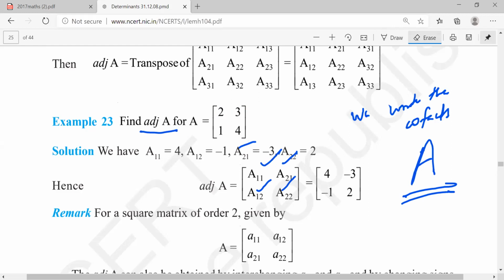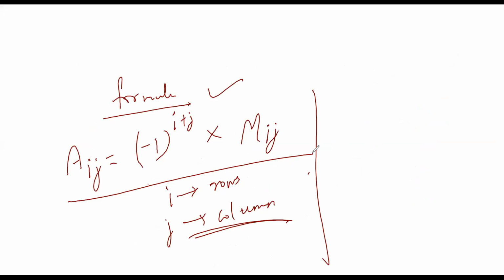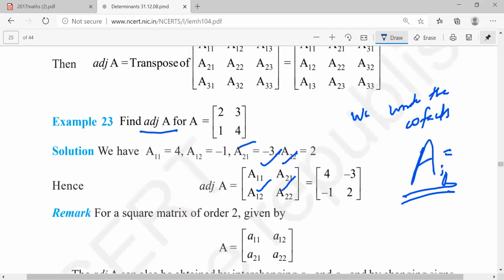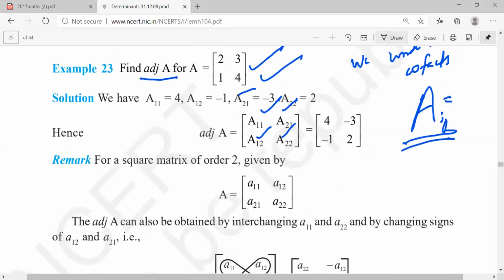Correct? And if you want to find the Aij value, what do you do? Aij is (-1) to the power i plus j into Mij, where i and j are the row and column numbers. So the adjoint of A means you have to just write the cofactors. That is our adjoint of A.